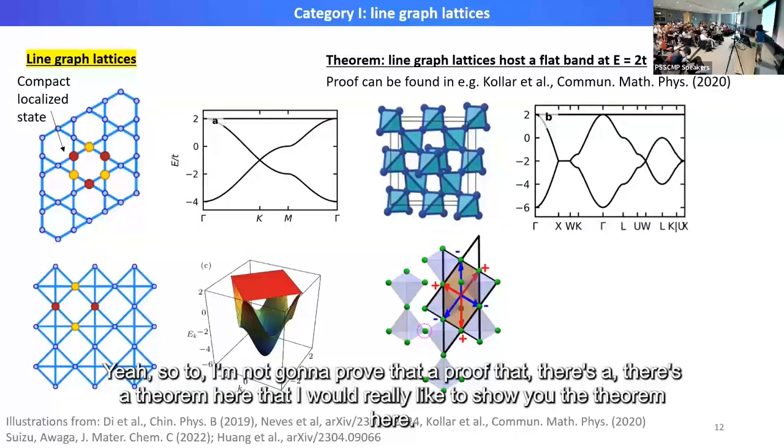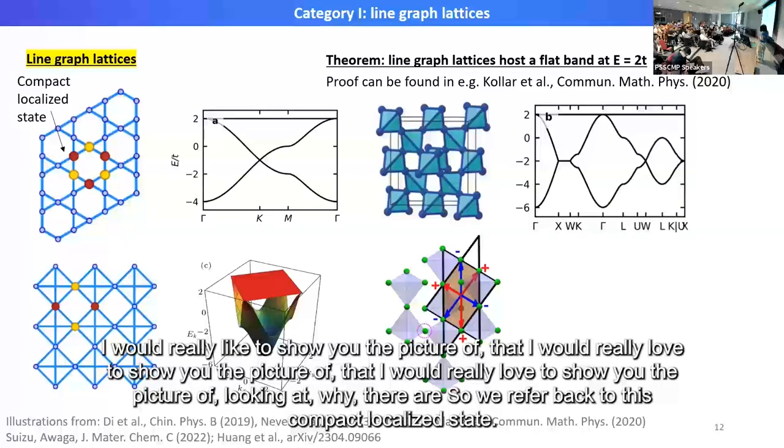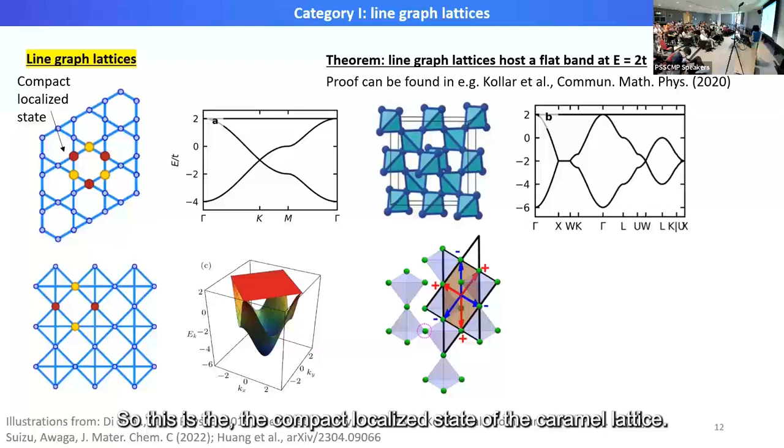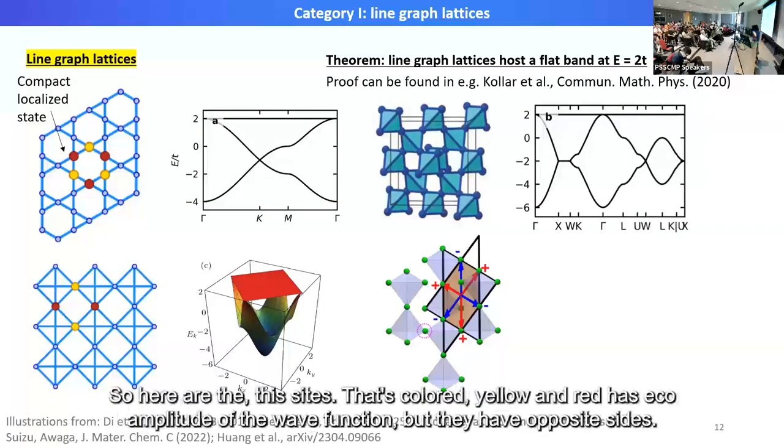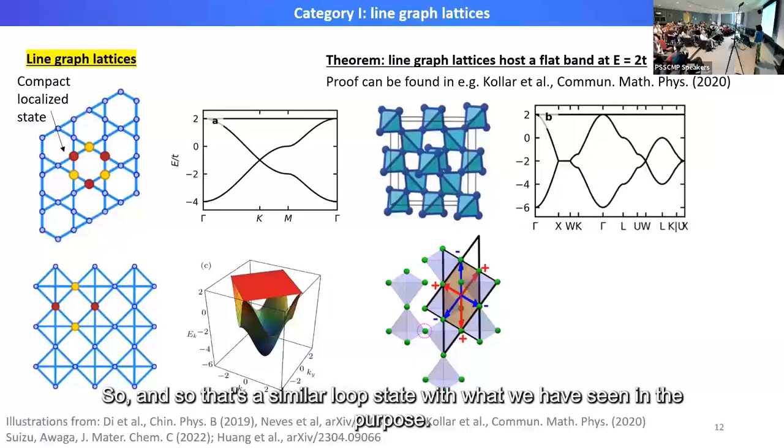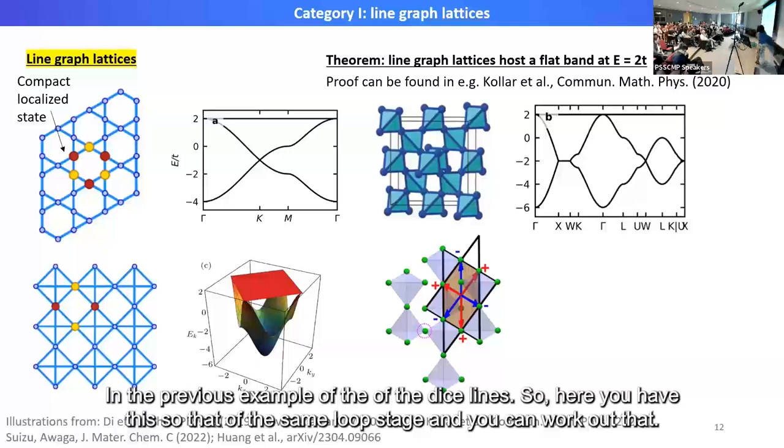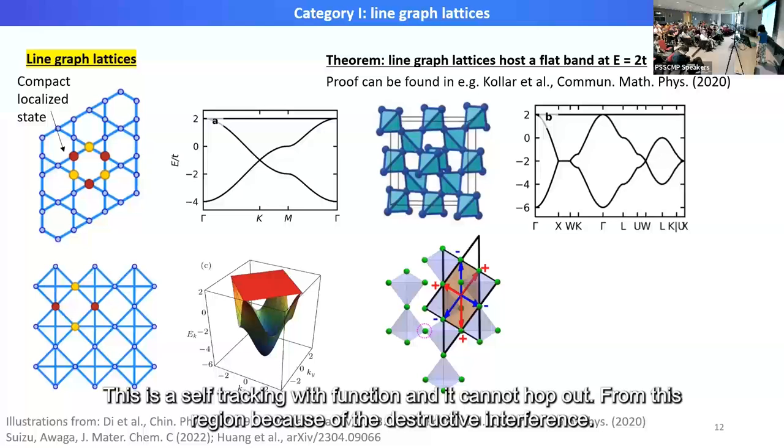I'm not going to prove the theorem here, but I would really like to show you the picture of why there are flat bands. So we refer back to this compact localized state of the carbonyl lattice. Here the sites colored yellow and red have equal amplitude of the wave function, but opposite signs. It's a similar loop state to what we have seen in the previous example of the dice lattice. You can work out that this is a self-trapping wave function, and it cannot hop out from this region because of the destructive interference.